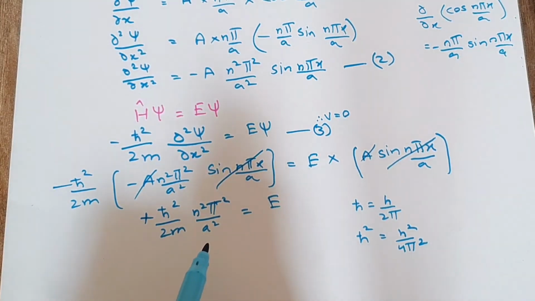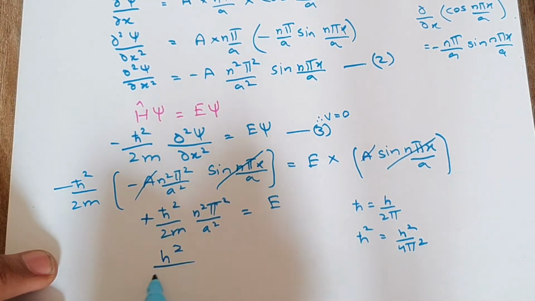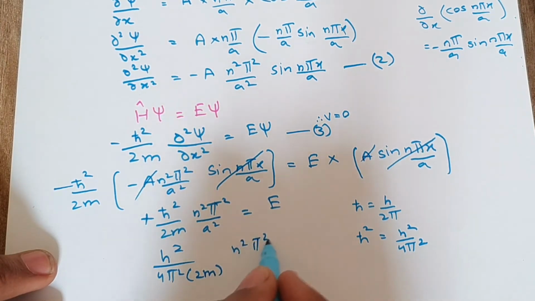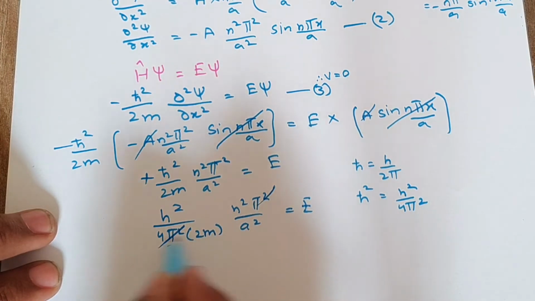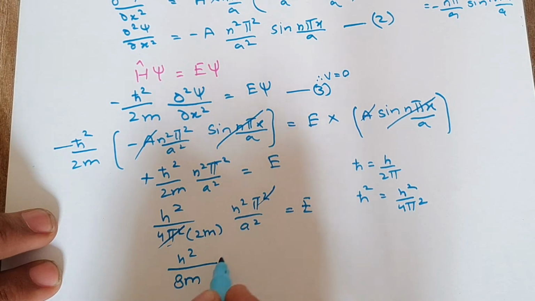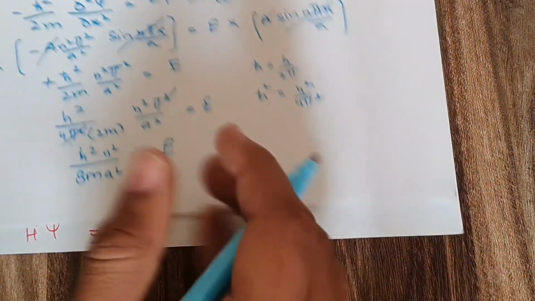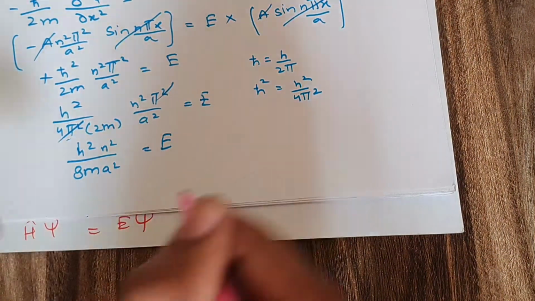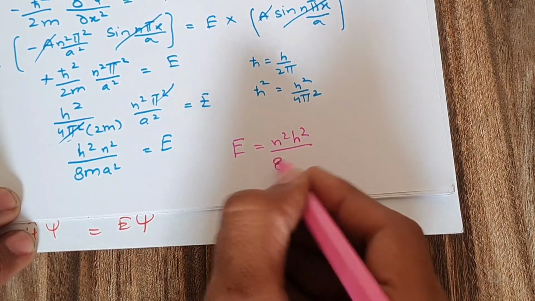So the next thing is plugging the value. Plugging the value h square over 4 pi square into 2m n square pi square over a square is equal to E. This pi square will cut down with this, 4 to 8, 8 square, 4 to the 8. And here I have a square and here I have n square. So this is the value of E. If I just rearrange it a little bit, I get a value of E equal to n square h square over 8m a square.